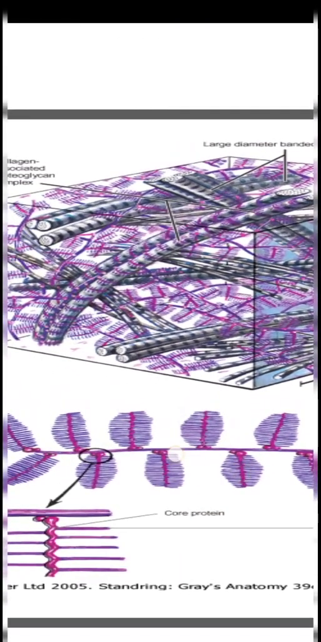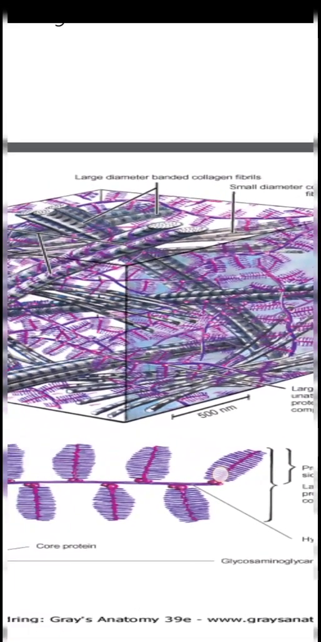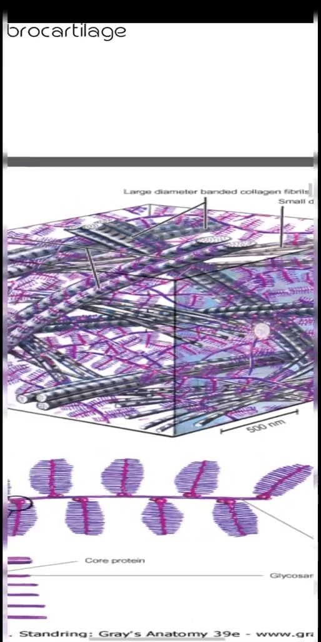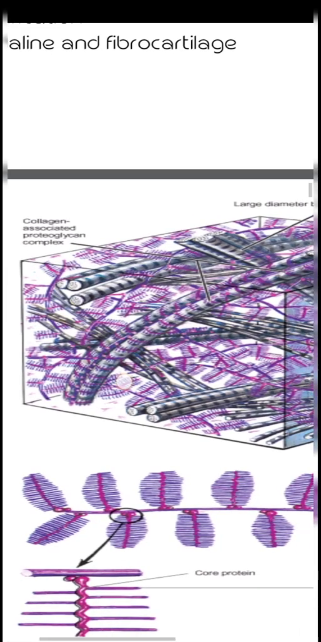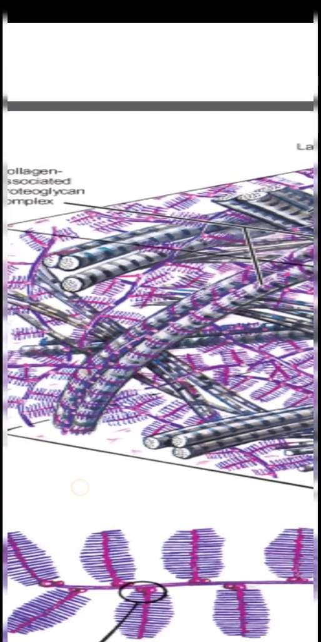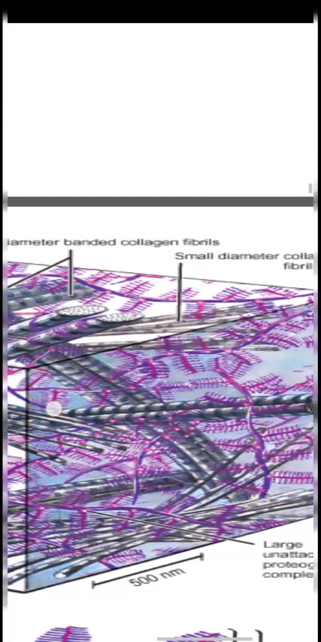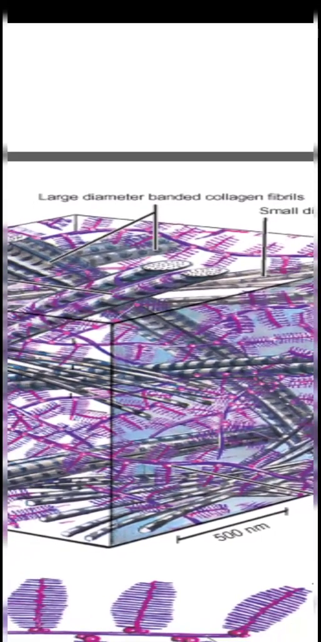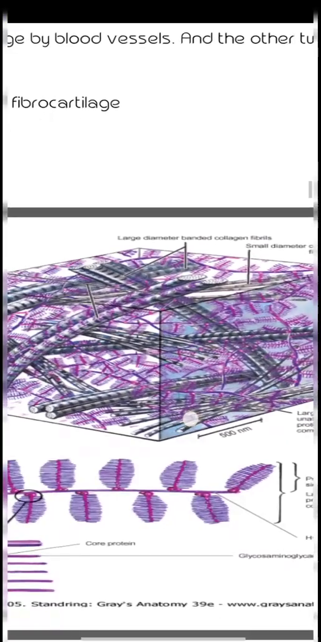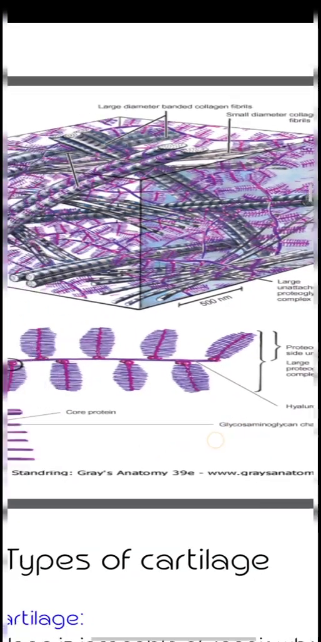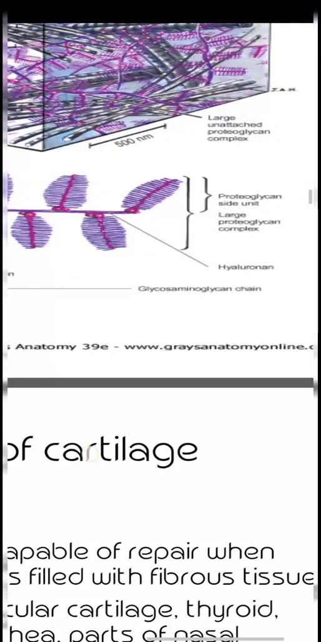This is a structure of cartilage. So what do we see here? We see different collagen fibers that are present here. These are broad collagen fibers. These are thin or small diameter collagen fibers, and they band together to form a structure. How do they form a structure? Just like it's given here.